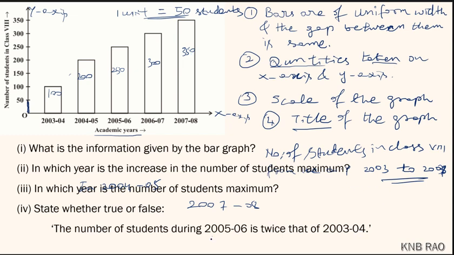In this year you have got 250, in this year you have got 100. So 250 is not twice, so it is false. By watching it you can clearly answer this. Rather than having numbers, a graph helps interpretation of the data quickly. Then coming to the double bar graph.